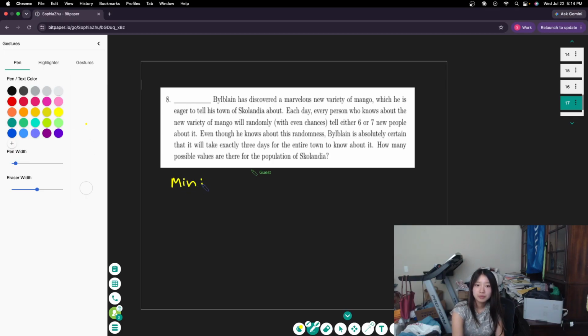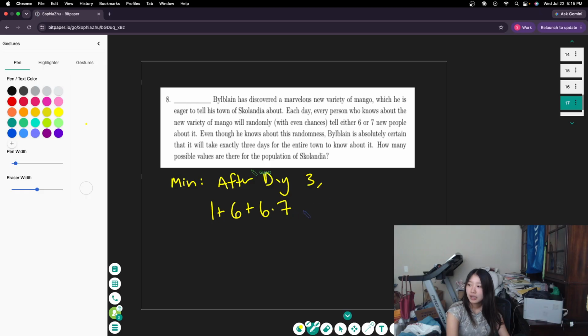Minimum case is if after day 3, every person only chooses 6 people to share. So if we add this up, we get something like 1 for the first day, or day 0, I guess. The next day is going to be plus 6. Then we do 6 times 7, and then 6 times 7 squared, and then our 3 days are over. So then we get something like this, and spoiler alert, if I add this up, you get 343.